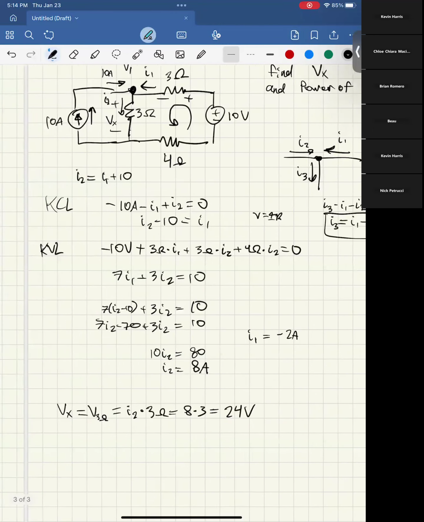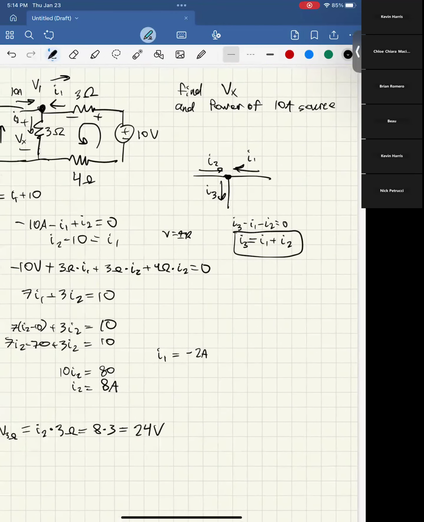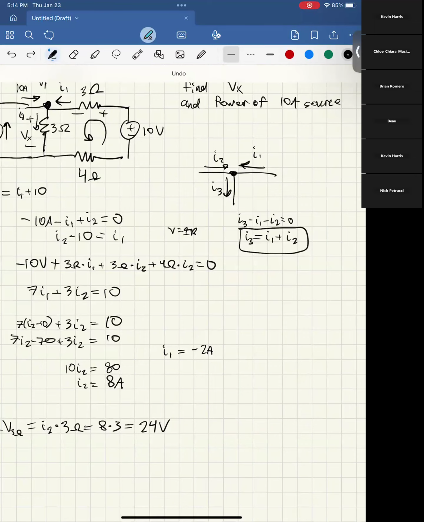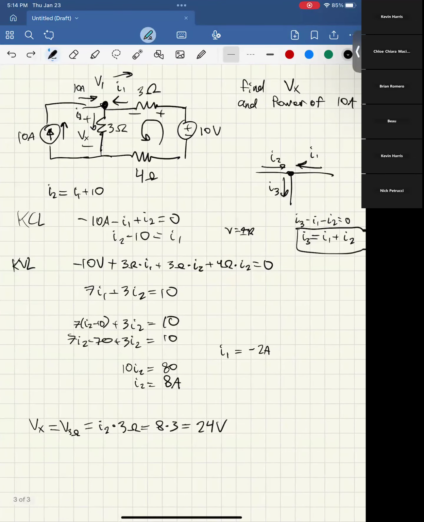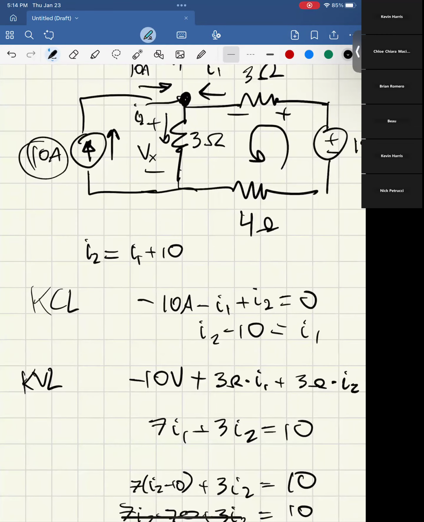Okay, then the second half of the question was the power of the 10 amp source. So here, remember, power equals current times voltage. So we have the current through the current source because it's given right here, but we want to find this voltage.